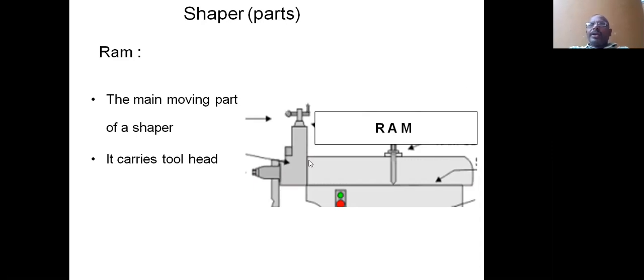It carries the tool. How is the tool attached to the RAM? With the help of the clapper box. Next, in order to provide suitable velocity, or the required speed, for the cutting tool, this RAM is connected to a driving mechanism.